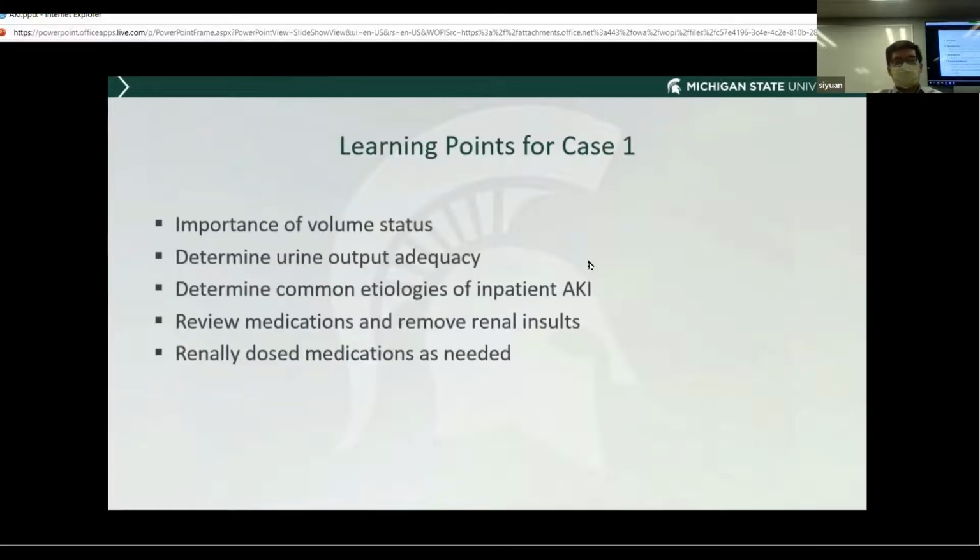So basically, the learning point of case 1 is that whenever there is AKI, assess the volume status. Make sure you check the urine output if it's being charted. Think about the 5 really common causes of AKI in inpatients, and review the medication and remove any nephrotoxic agent. And once they develop AKI, if they're on antibiotics or some medication that needs to be renally dosed, make sure you change the doses as well. This is something that I always overlook too. So make sure you do all of this with medication.